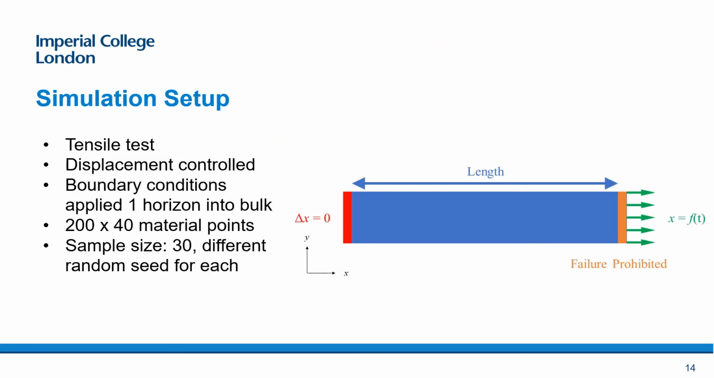So here's our simulation setup. It's a simple displacement controlled tensile test, and we've moved the boundary conditions 1 horizon in to avoid any edge effects there. And our default mesh size was 200 by 40 material points, so not very big at all. And our sample size was 30. So for each test, we ran 30 specimens to generate a Weibull curve.